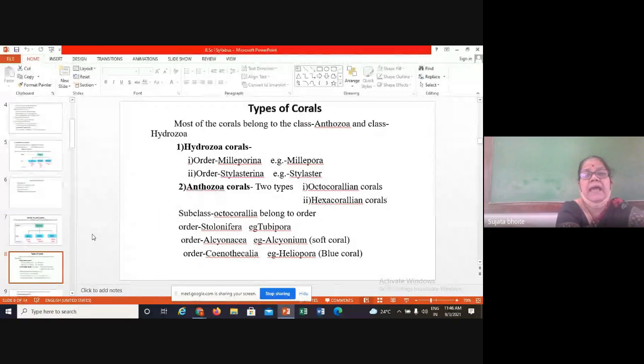The first point is the types of corals. Most of the corals generally belong to 2 classes, the Anthozoa and the class Hydrozoa. In the types of the corals, the hydrozoan corals and the anthozoan corals are present. In hydrozoan corals, only 2 orders are present. Order Milleporina, example Millepora. Second order Stylasterina, for example Stylaster.